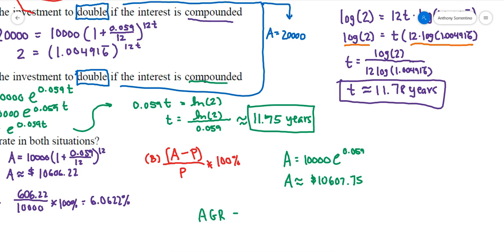equals, it's going to be that 10,607.75 minus the principal of 10,000 is going to give me 607.75 over that original 10,000 times 100% is going to equal 6.0775%. So again, between these two, the annual growth rate is about 6.08%, whereas the other one was 6.06%. Not a huge percentage difference, but again, with bigger amounts, that would mean something more significant.